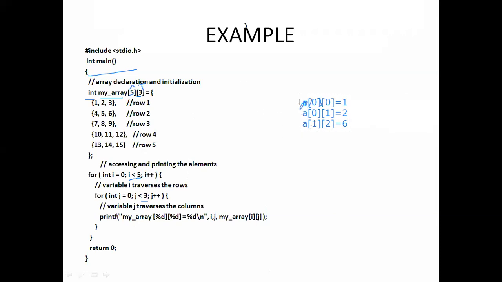So see here, in this example, i equal to 0, j equal to 0, here i comma j. So i is 0, j is 0, a of 0 0 is 1. For example, for i is 4, j is 0, the value is 13. Okay, in this way you have to print the values.